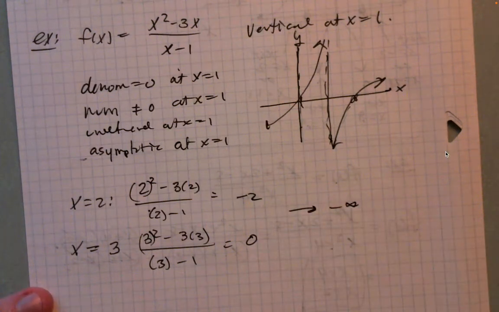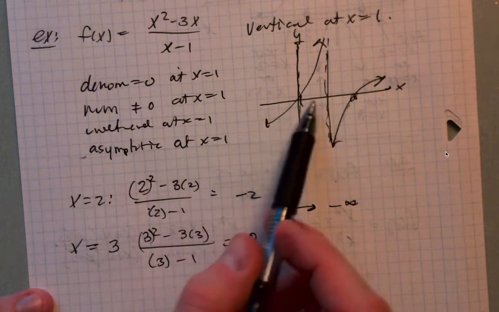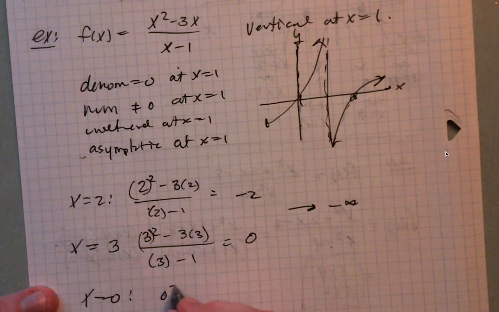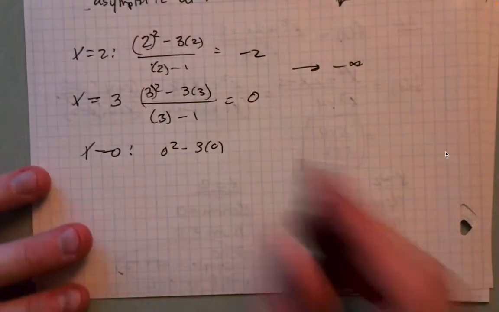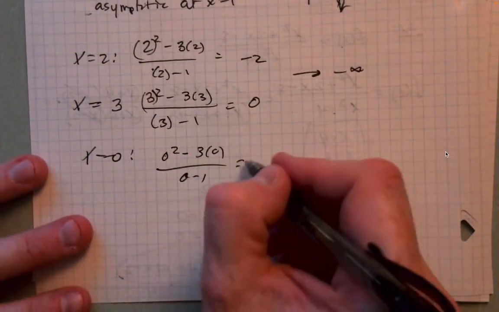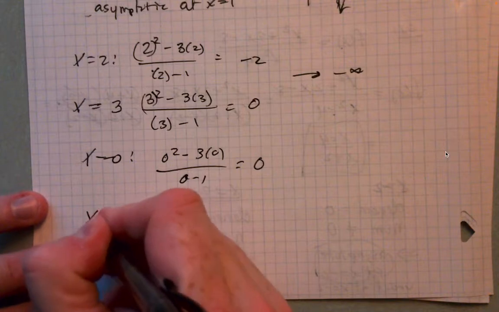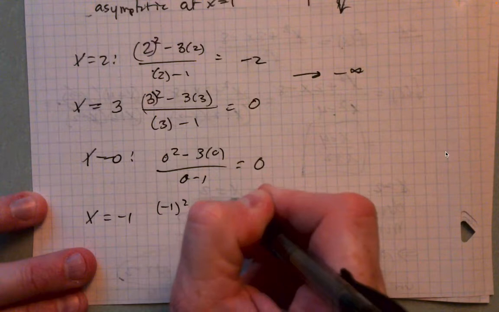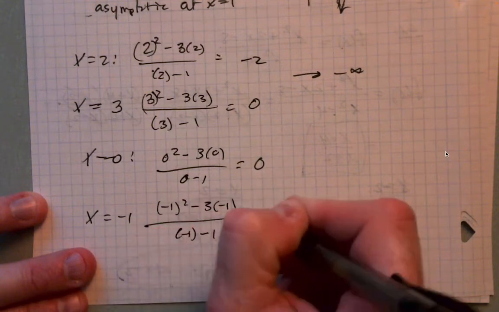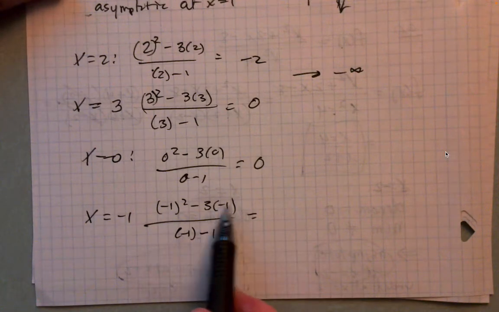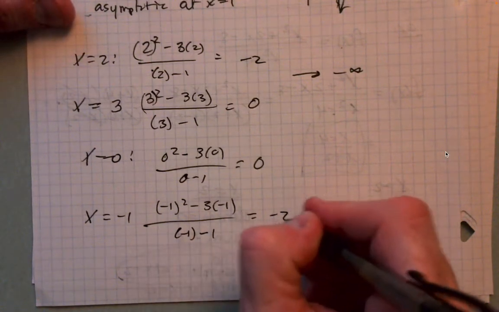And we could do the same thing on the other side. So we could test x equals 0. And we get 0 squared minus 3 times 0 over 0 minus 1. So that's a whole bunch of zeros. And we could test x equals -1. And then we get negative 1 squared minus 3 times negative 1 over negative 1 minus 1. Okay, run through all of that, you'd get 1 plus 3, so you'd end up with a negative 2 altogether here.